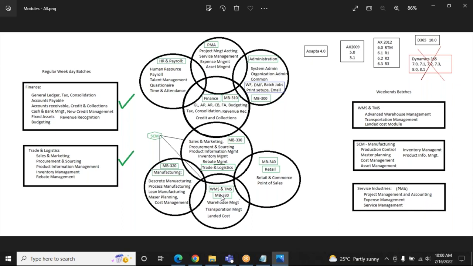For the weekend batch, which are the SCM manufacturing only, or WMS, TMS, and all three? First I will teach this one. Once it is completed, then I will teach this one. Once it is completed, I'm going to this one, because its requirement is very less. The requirement is always huge from here and here, but I can teach this one as well.